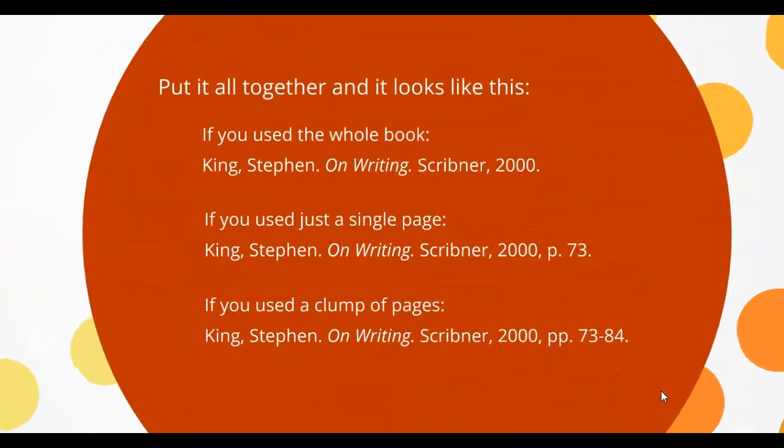All right, so when you put it all together, it kind of looks like this. If you use the whole book, if we're talking about Stephen King's memoir on writing, you would do author, that's King, Stephen, period. You would do On Writing. Notice it is italicized. So if you're using a larger work, you're going to italicize it. If you're using a shorter work, it's going to be in quotation marks. So for example, if I'm citing a song, you would put the song in quotation marks because it is the shorter work, and then you would put the name of the album in italics. Here you've got your publishing company and then the copyright date.